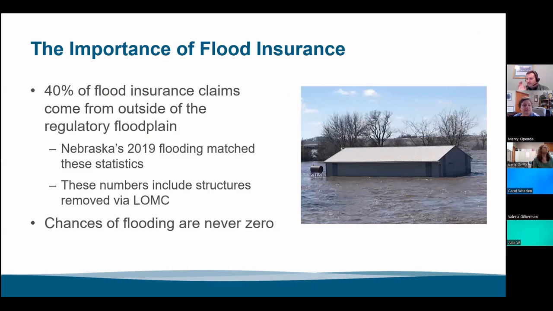So I wanted to put some facts up here, just talking about homes or structures that are not in the floodplain. Just because you're not in the floodplain doesn't mean you don't need flood insurance. We would still highly recommend it. In fact, 40% of the flood insurance claims come from outside of the regulatory floodplain. The flooding that Nebraska experienced back in 2019 matched those statistics. It was between 30 and 40% of the flood insurance claims from 2019 came from outside of the floodplain.